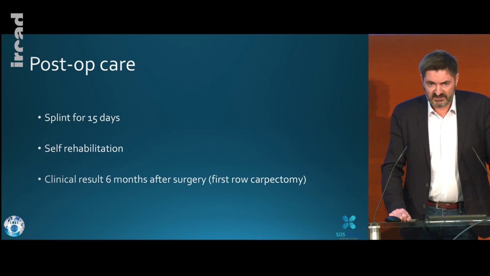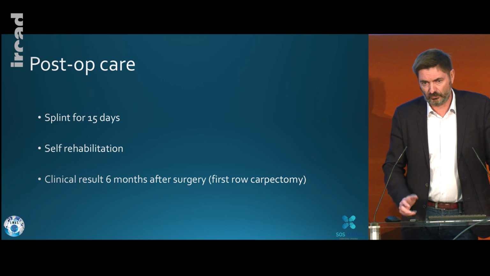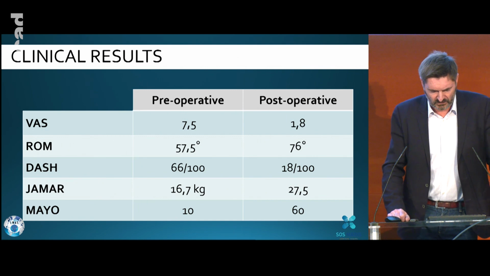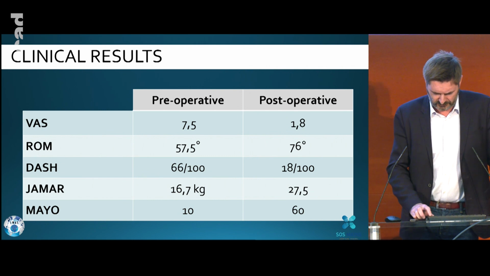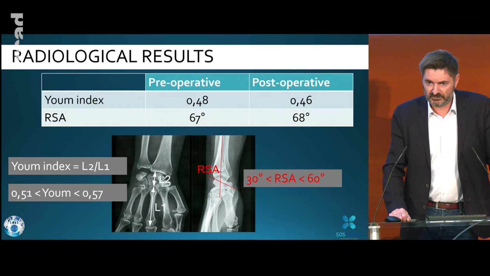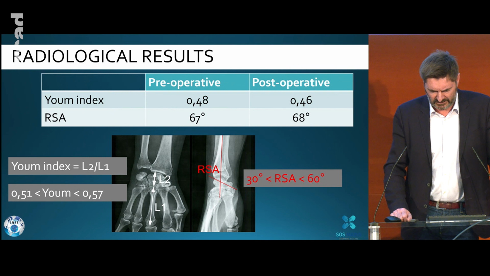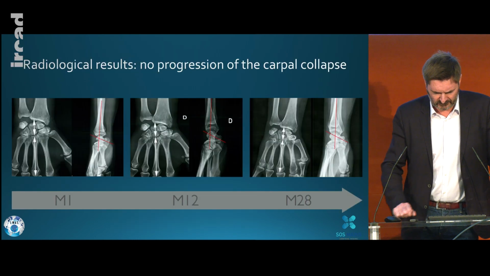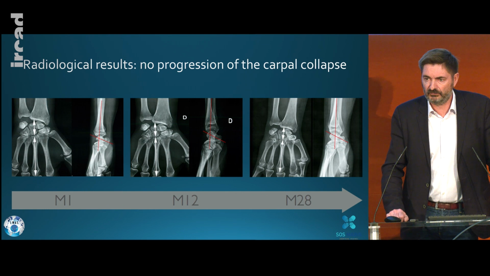After surgery, it's a splint for 15 days with self-rehabilitation, and we have to wait around 6 months for the clinical result. It's about the same as for first row carpectomy for clinical evaluation. So we have decreasing of the pain, increasing of the mobility and the strength with a good clinical score. For evaluation with X-ray, you can see that there is no modification of the collapse with the same radioscaphoid angle and the same Hume index. And after several months, there is no modification.